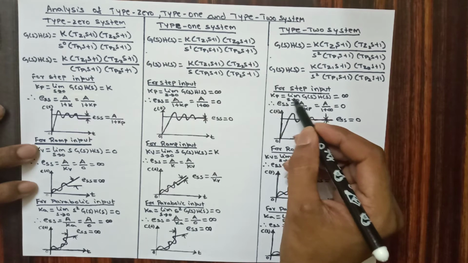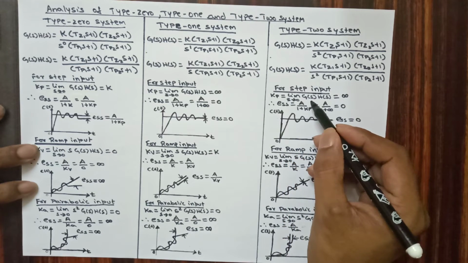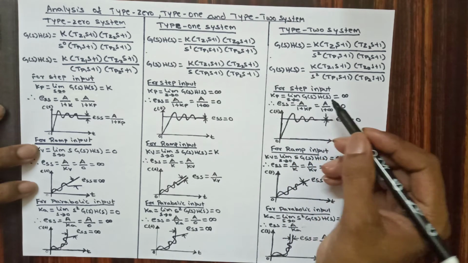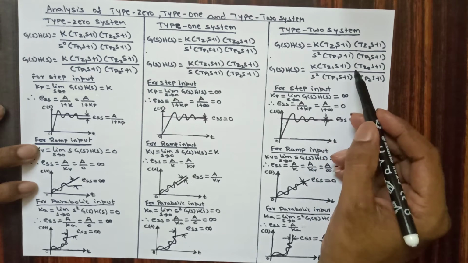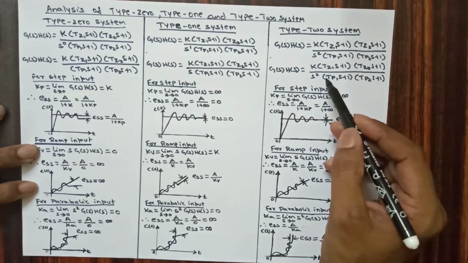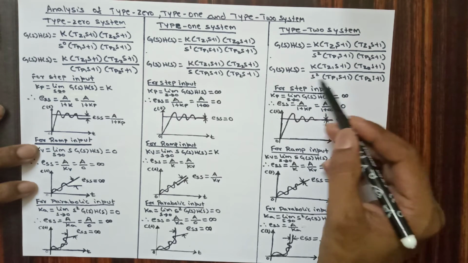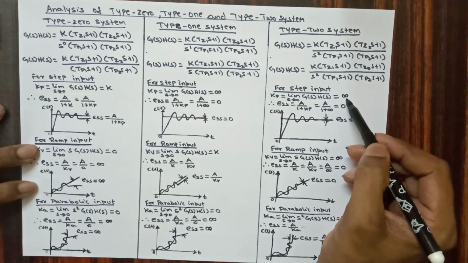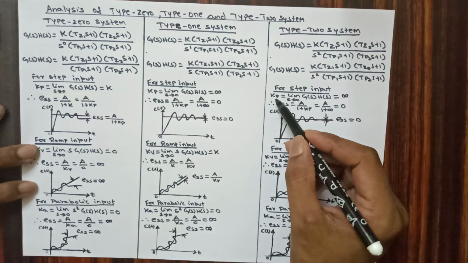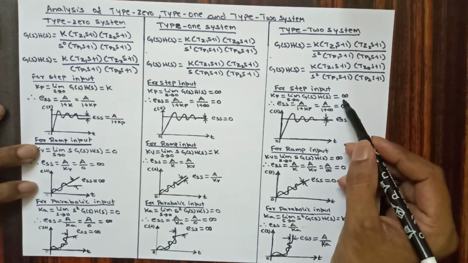When we apply step input for this type 2 system, as we know the formula, positional error coefficient Kp is equivalent to limit s tends to 0 of G(s) into H(s). When I consider G(s) into H(s) for this type 2 system, you can see that when I substitute s is equal to 0, anything divided by 0 will get infinity. So that means here positional error coefficient Kp is equivalent to infinity.